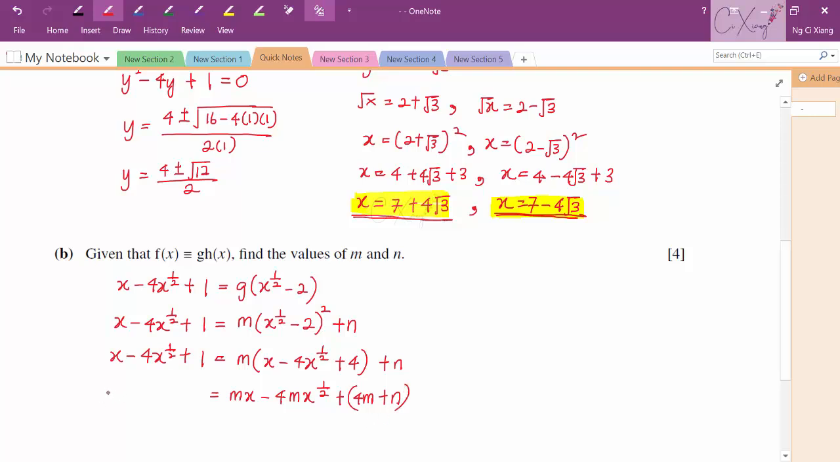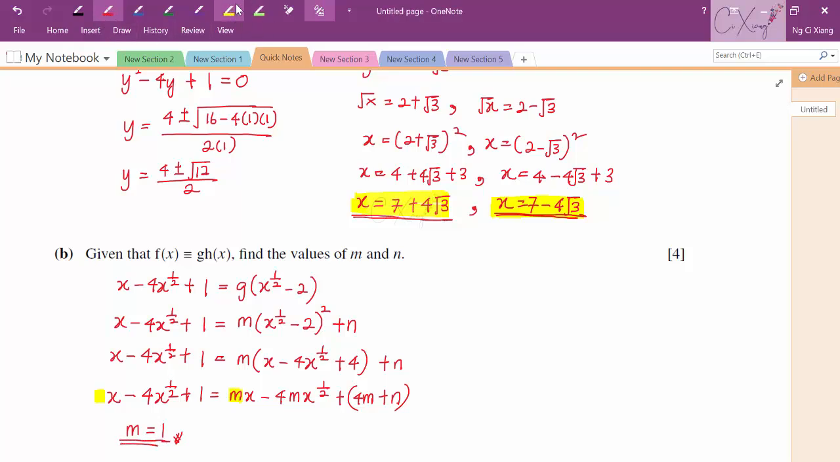Okay, and I try to compare it with the left hand side of this equation. I think it is quite obvious that we can see in front of the x, there is a coefficient 1. And on the right hand side, we are having mx. So from here, we can say that m is actually equals to 1. So you just straight away compare the left hand side and the right hand side.